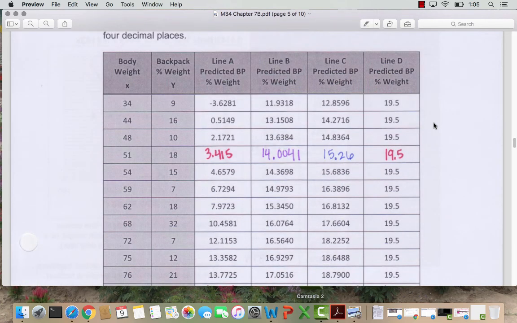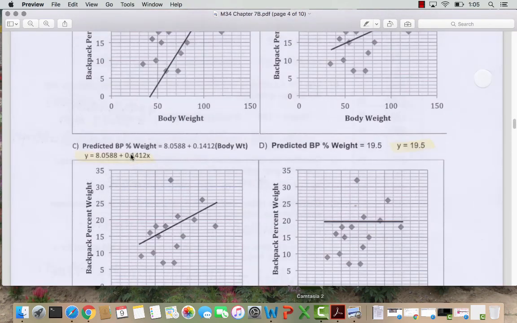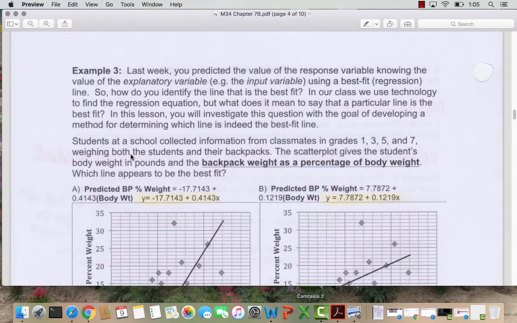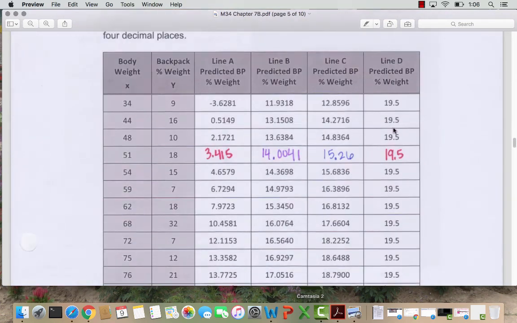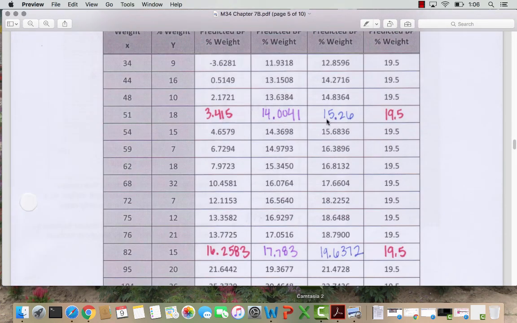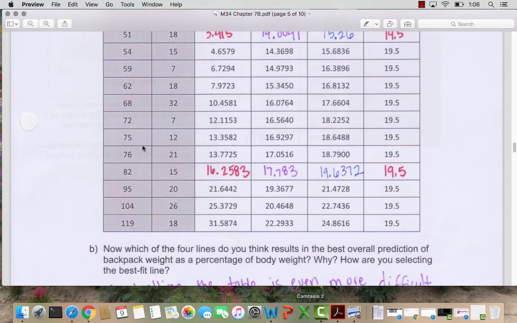So some of the calculations are missing. For example, take X equals 51 and work back and plug that into each of these four equations for the X values and verify these four calculations I got here for an X value of 51. Similarly, you can verify for an X value of 82 pounds: plug X equals 82 into these four equations, and you should get back out these four values.